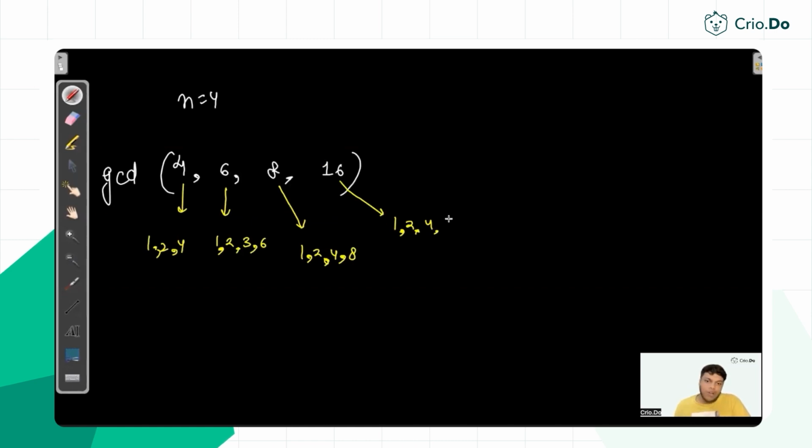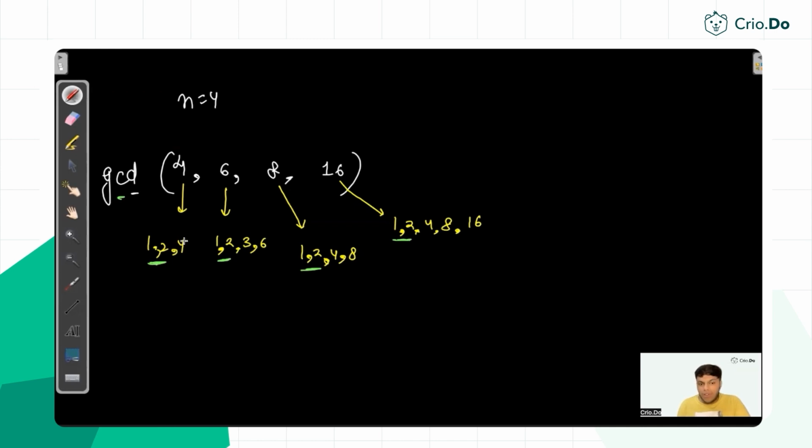What about 5? No. What about 6? No. What about 7? No. 8? Yes. 9, 10, 11, 12? No. Then finally we will have 16. So when it comes to common factors, we first have to find all the factors, all the divisors. That was D. Now we are coming to C. When it comes to C, the common factors are 1 and 2.